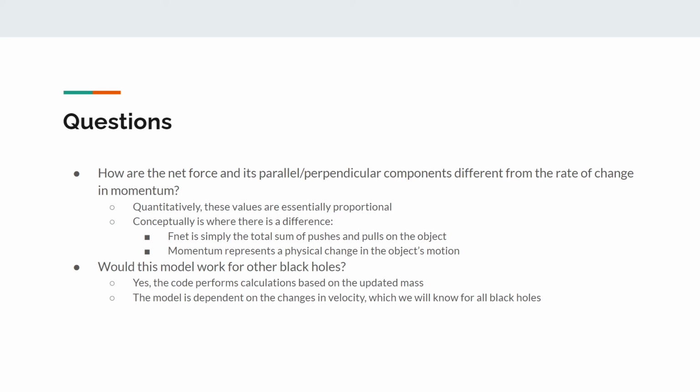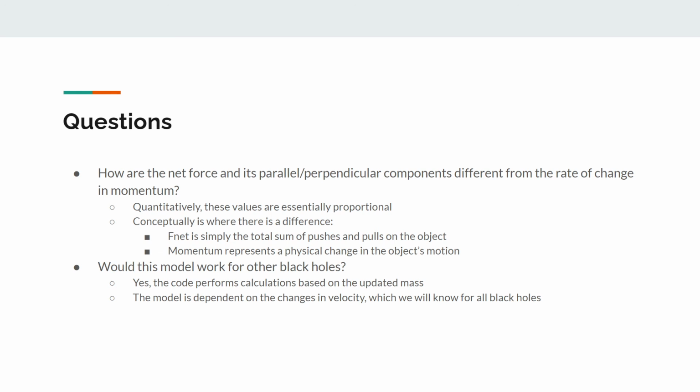And so some of the questions that we were asked to answer for this lab: how are net force and its parallel and perpendicular components different from the rate of change in momentum? So basically, quantitatively, these values are equivalent, but conceptually, there's a difference. F net is simply the sum of the total pushes and pulls on an object, and momentum actually represents a physical change in the object's motion, because it's the velocity times the mass.